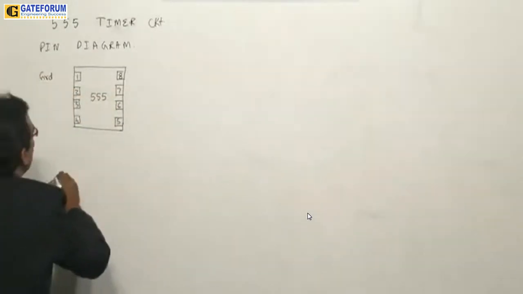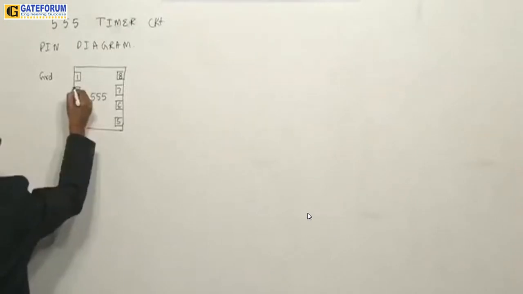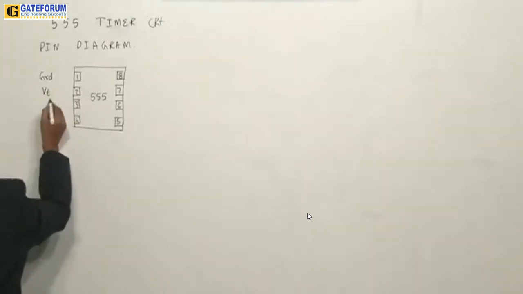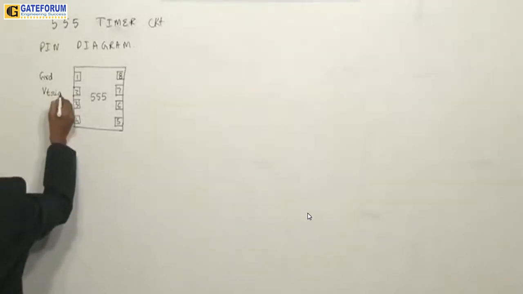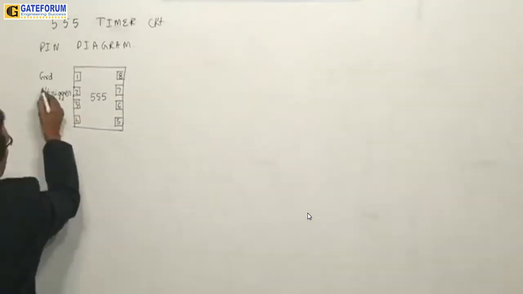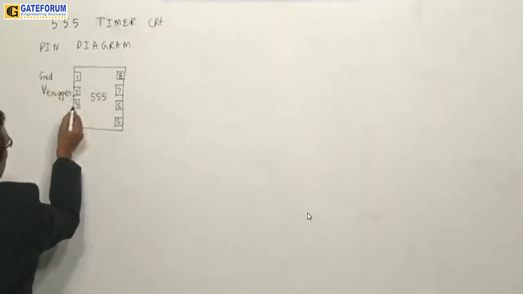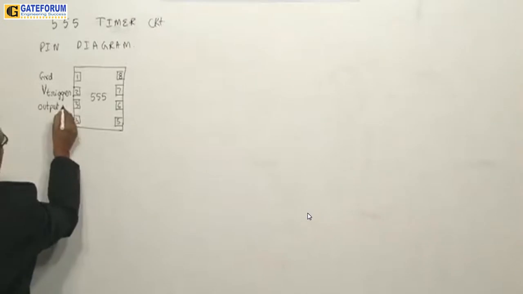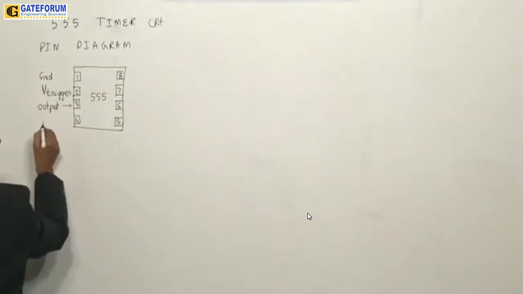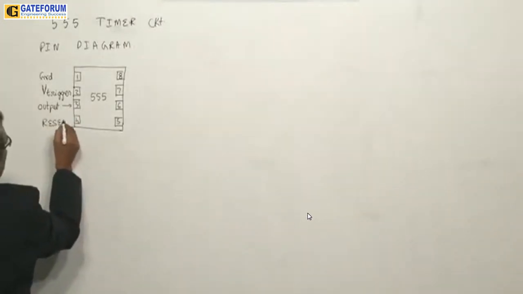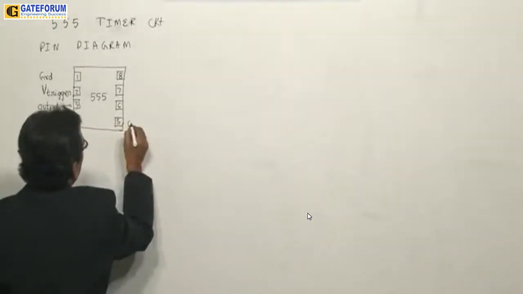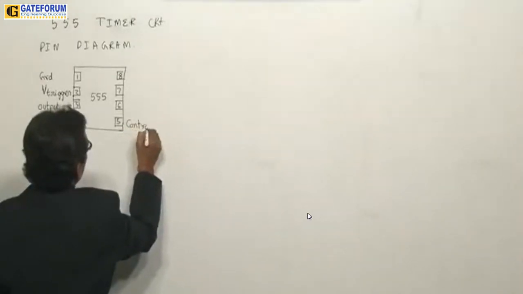Pin number 1 is considered to be ground. Pin number 2, you try to observe, the trigger is given to this. This is the voltage trigger you give to pin number 2, and the output of the 555 timer you take from pin number 3. Pin number 4 is reset, and pin number 5 we call the control voltage.